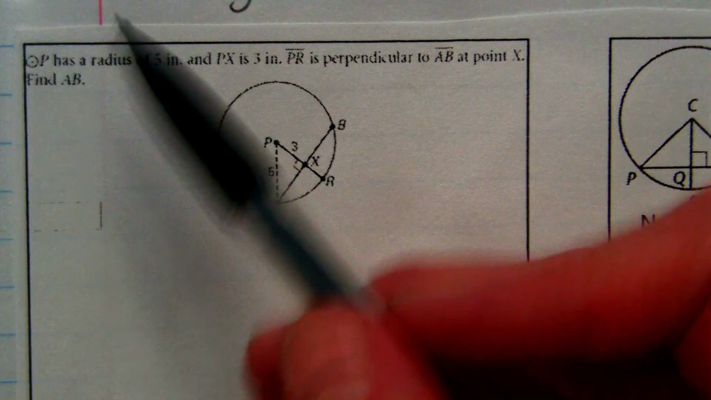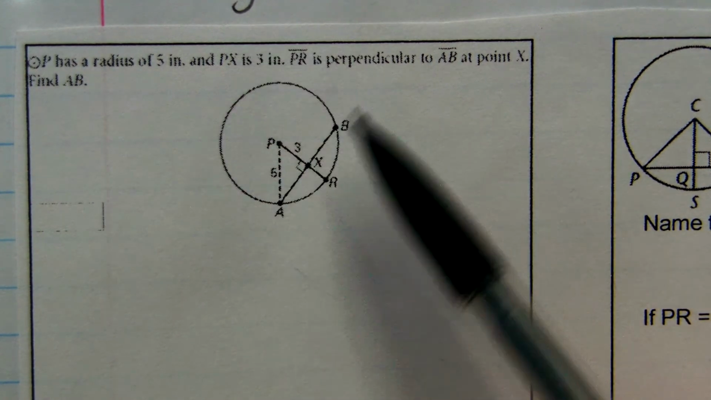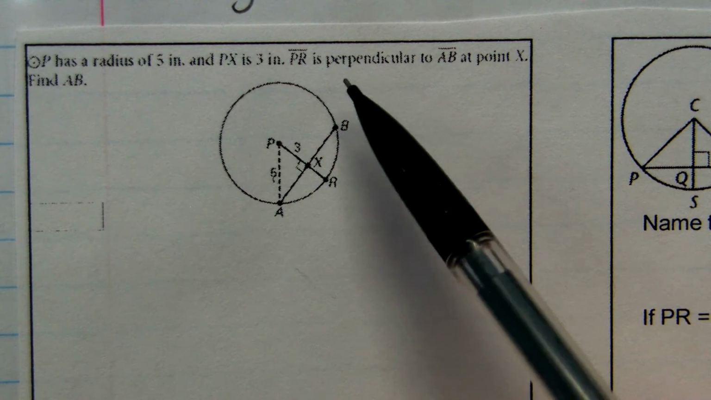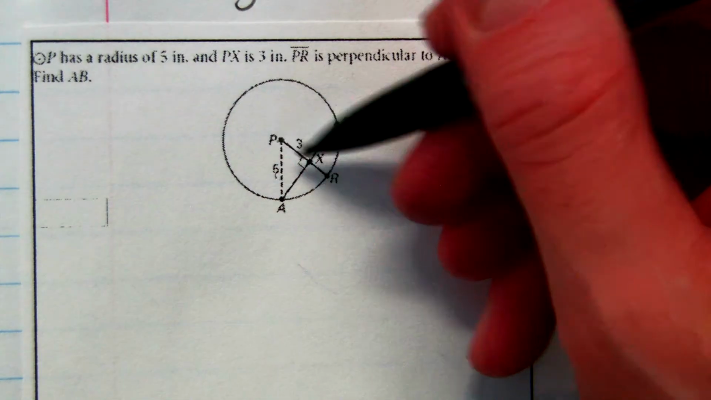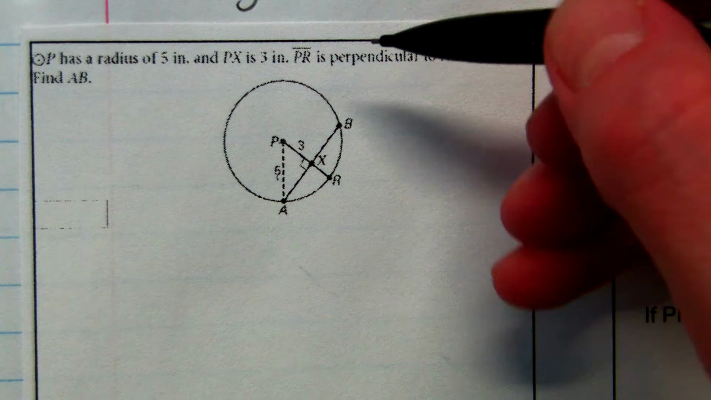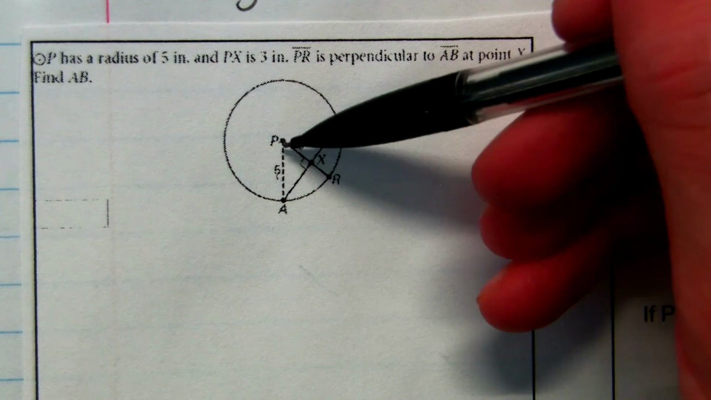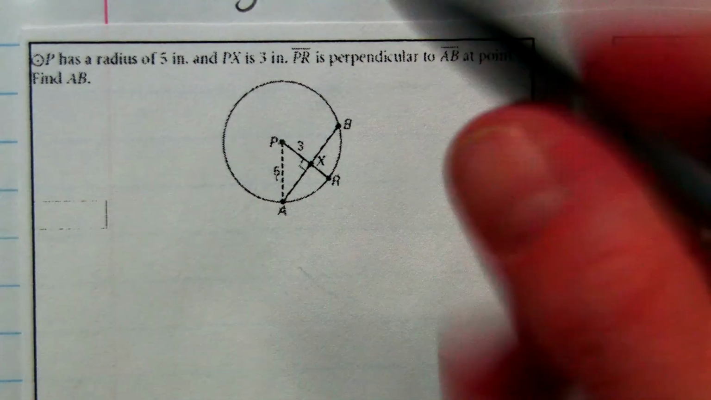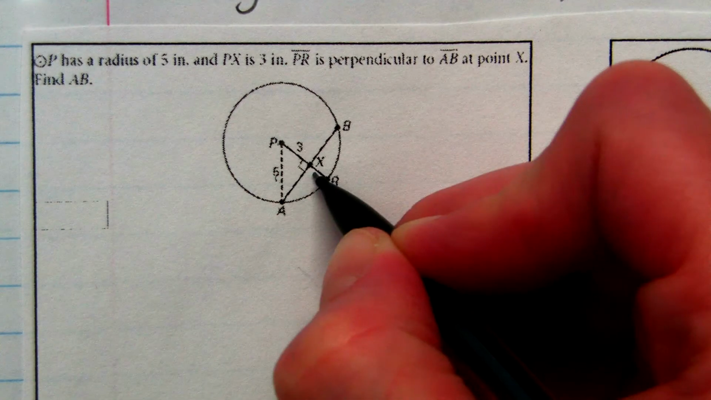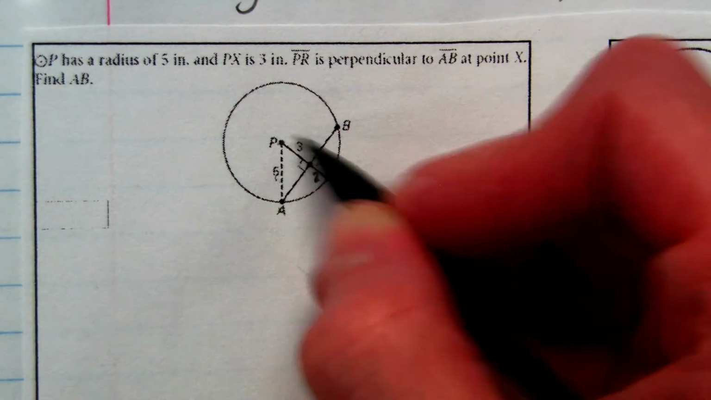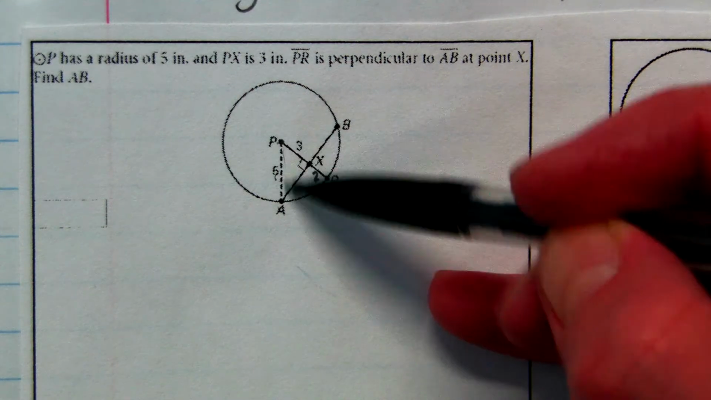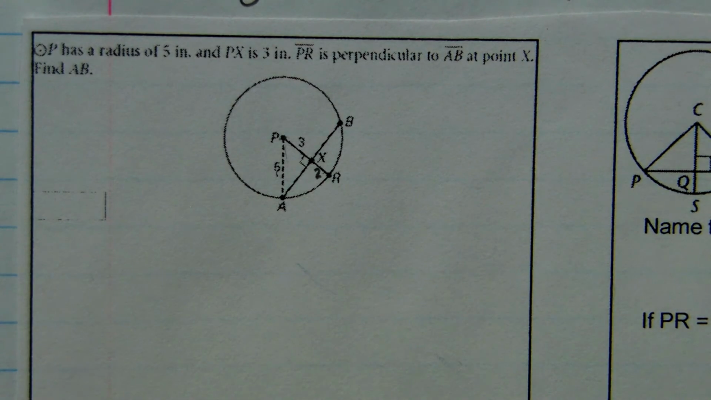So it says circle P has a radius of 5 inches, so they marked 5 right there. And PX is 3 inches. So from here to here is 3. We could think about that for a second. If it's 5 all the way to the edge from P here, it would be 5 all the way here. So that'd be 3 and that'd have to be 2 because that has to add up to 5. Just as a side note, when I see pictures like that and I know that's my radius all the way around, I like to fill that in. Sometimes it's helpful, sometimes it's not.